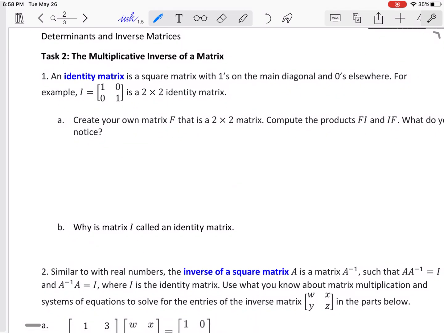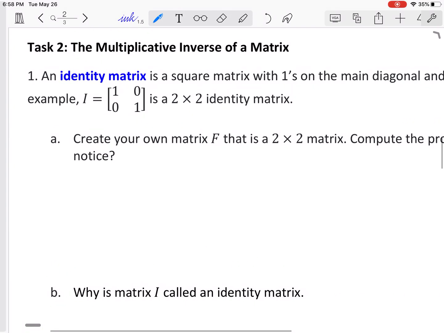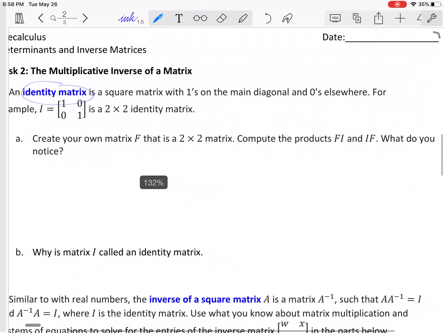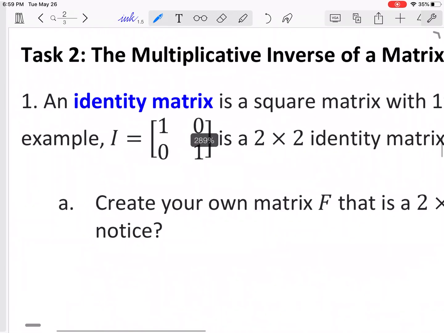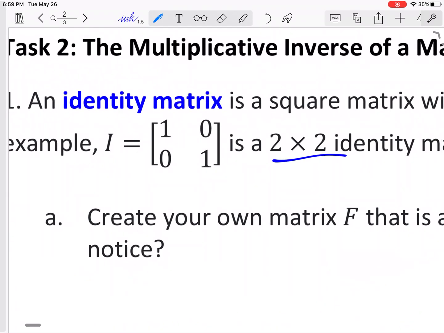Alright, next thing. We need to understand what the multiplicative inverse of a matrix is going to be. In order to understand that, we got to think of what an identity matrix is. It's going to be a square matrix that has ones along the main diagonal and zeros everywhere else. For example, when we're thinking of a 2 by 2 identity matrix, it's like this. Ones along the main diagonal, zeros everywhere else.